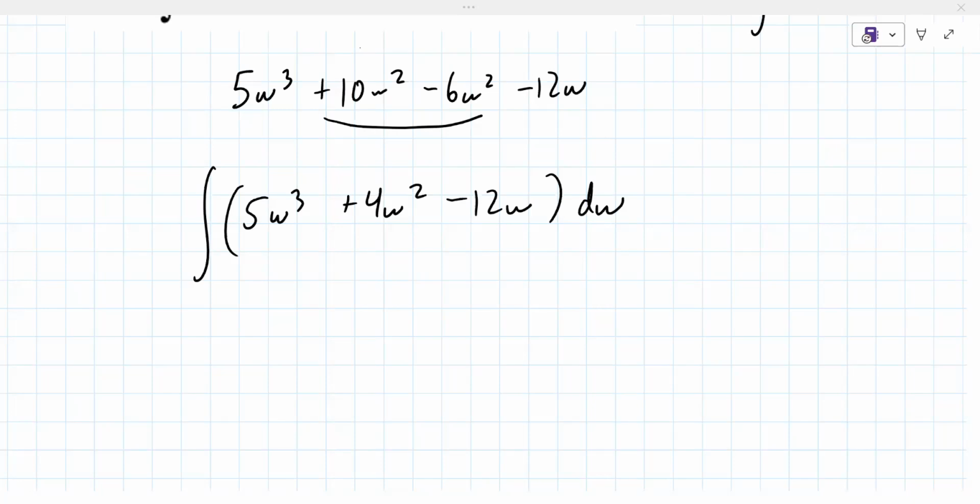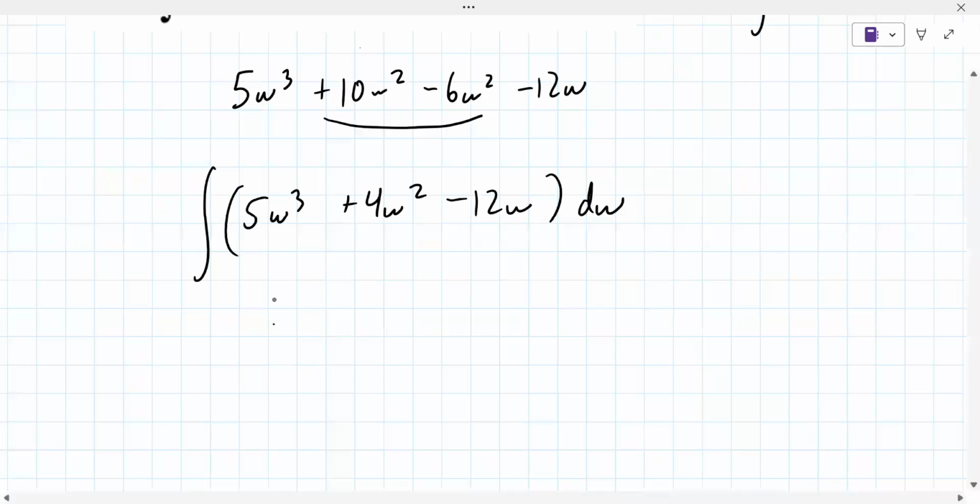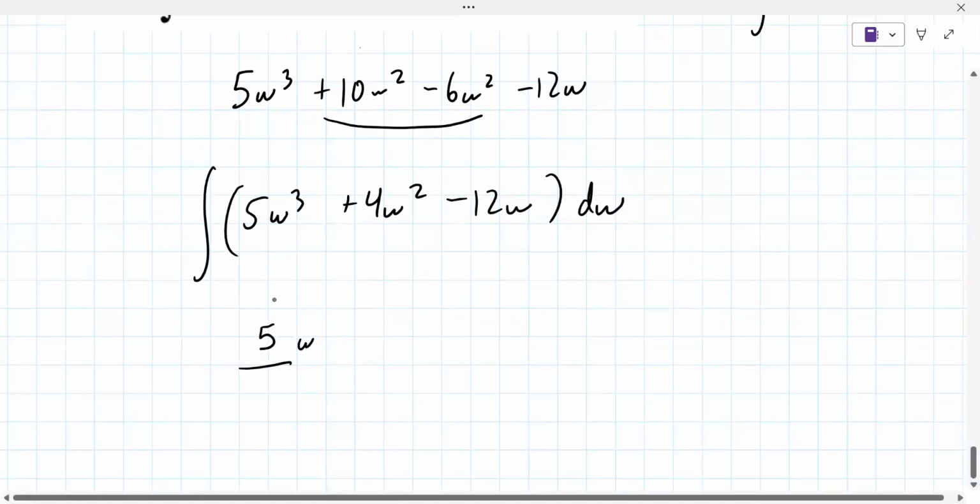Okay. I think it is 5w to the fourth over 4, and then plus 4w cubed over 3 minus 6w squared plus c.